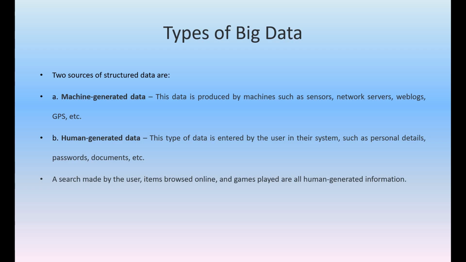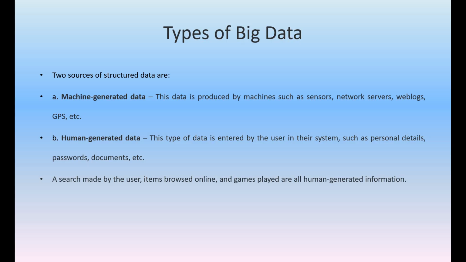And what is human generated data? Personal details, employee details, passwords, documents, student details, etc. are human generated data. A search made by the user, items browsed online, and games played are all human generated information. When we make a search in Google, and the items we browse online, that is also maintained in the form of a database. And the games the user played are also a structured format.